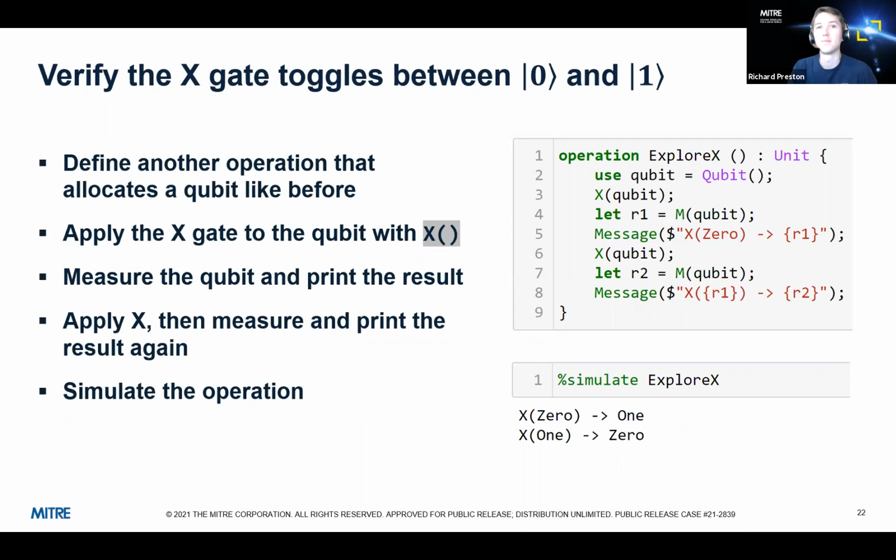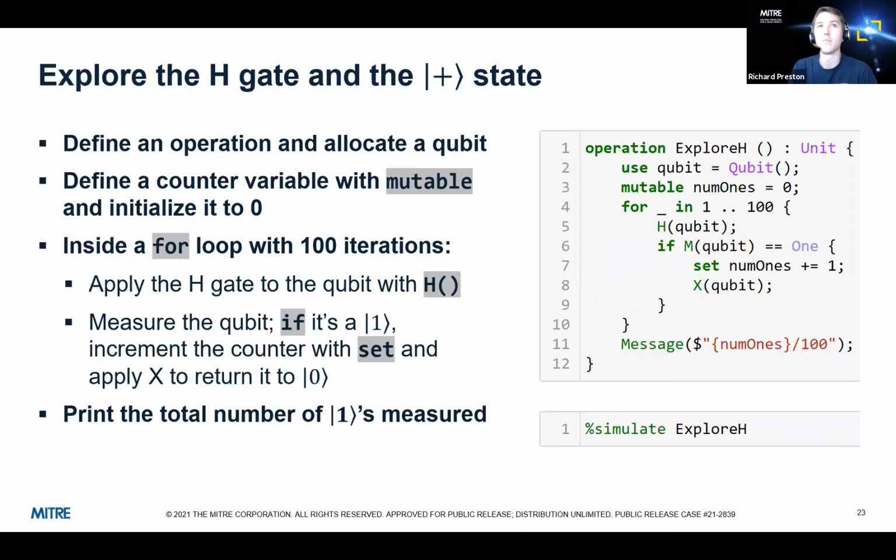All right, let's move on then. This one, we're going to explore the H gate, but really we're going to use that to look at superposition and how it works. So again, I'm going to define a new operation, allocate a qubit, and then we're going to define a new type of variable called a mutable variable.